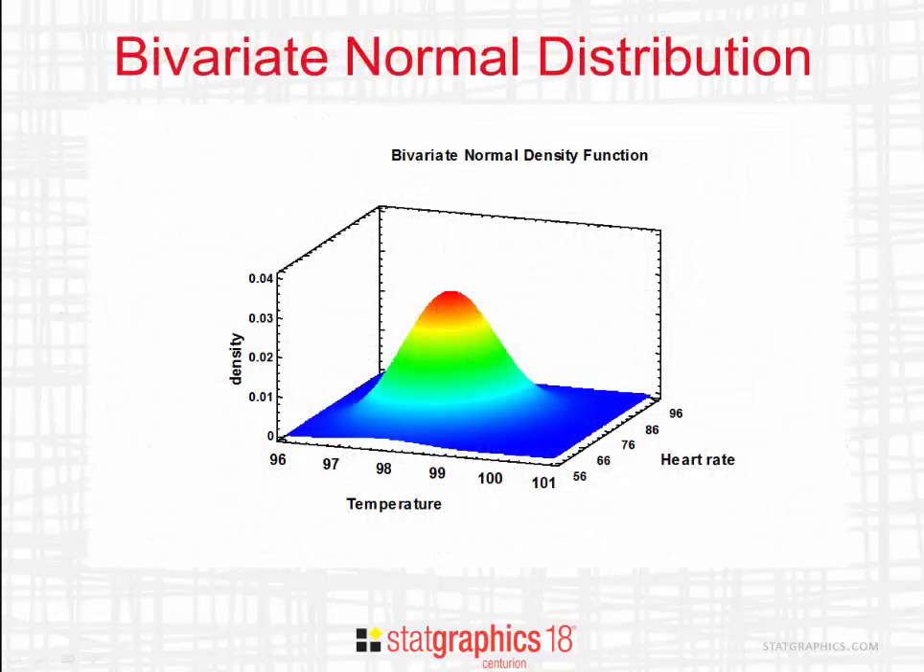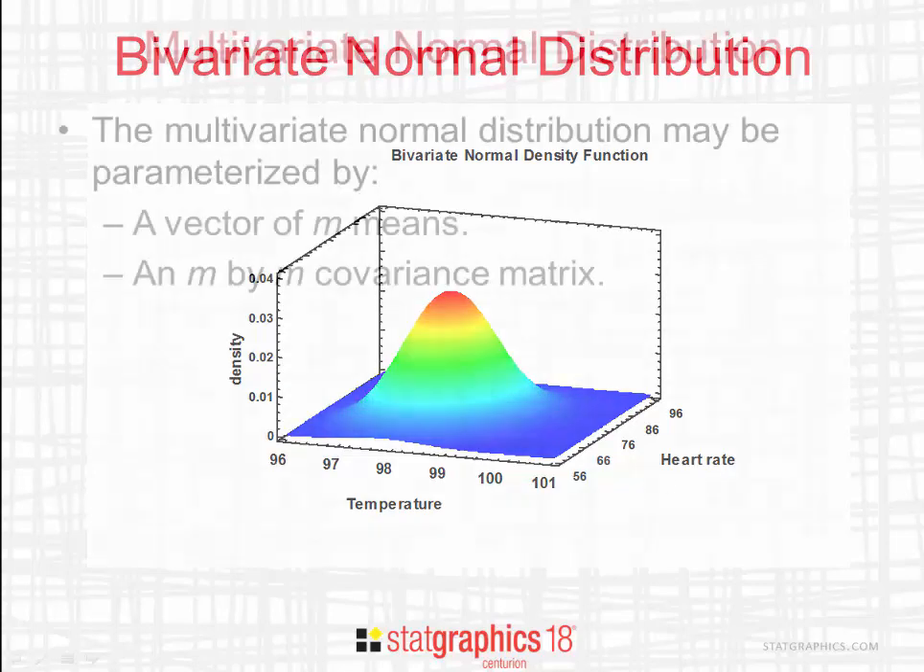Here you see a bivariate normal distribution fitted to a sample of individuals. It represents the distribution of body temperature and heart rate. You'll notice an orientation of the distribution along a positive diagonal, representing the positive correlation between those two variables.